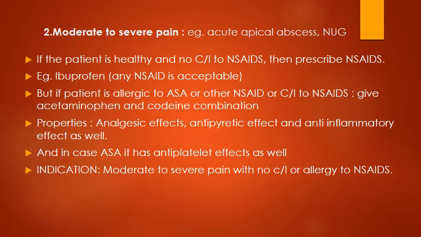So what conditions do we have to consider? First of all, we'll see if the patient is healthy and there are no contraindications to NSAIDs, then we will prescribe NSAIDs. Example, ibuprofen. Now, any NSAID here is acceptable. When it comes to NSAIDs, there is no order of preference of drugs. You can prescribe ibuprofen, naproxen, or mefenamic acid, but you should know the dose, frequency, and the maximum daily dose of that drug.